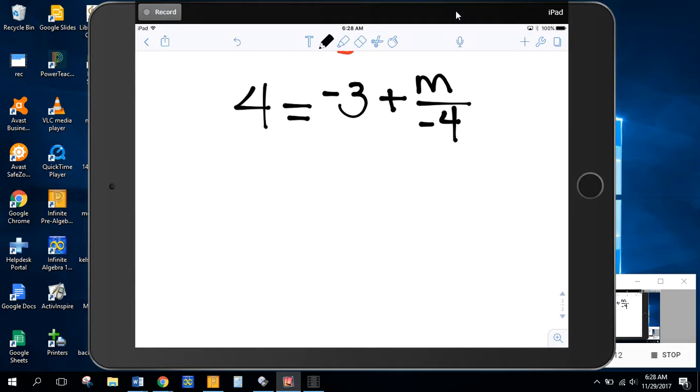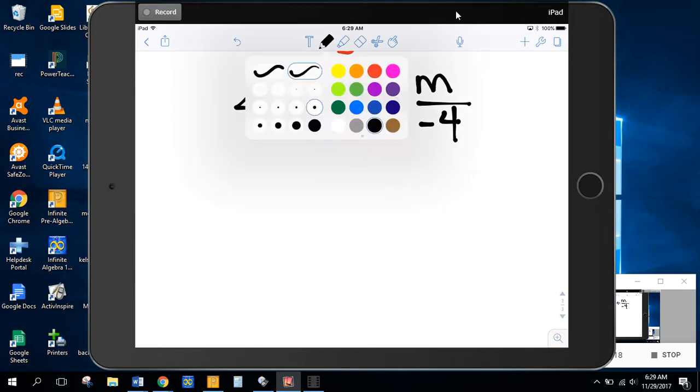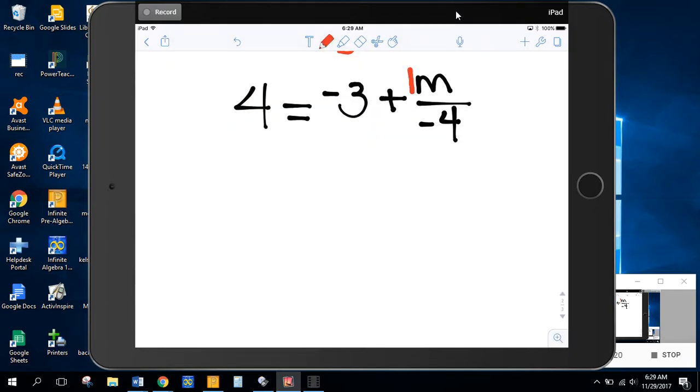Okay, so let's go through our process here. I don't have a 2 KCC, but I do have a secret 1 here next to the m. So let's go ahead and add that in. Divide our equation down the middle. And now that we've done all the prep steps, now we're actually going to start to solve.